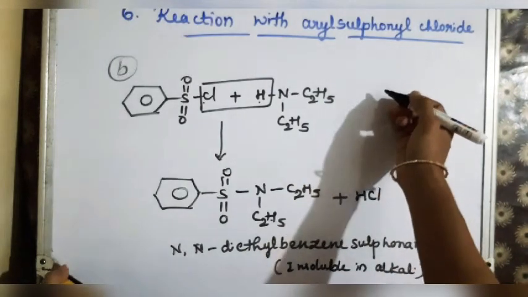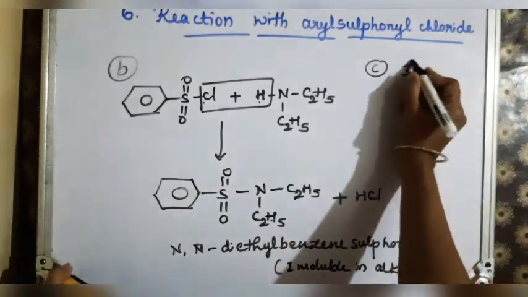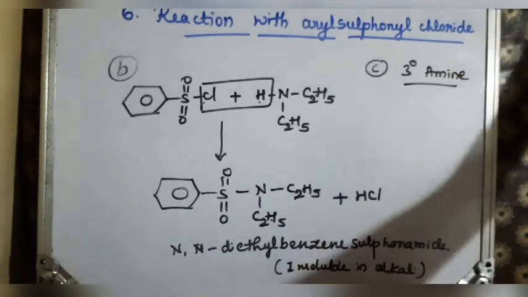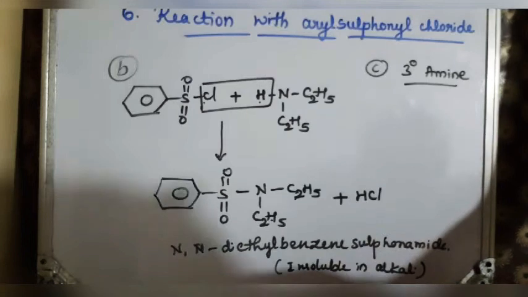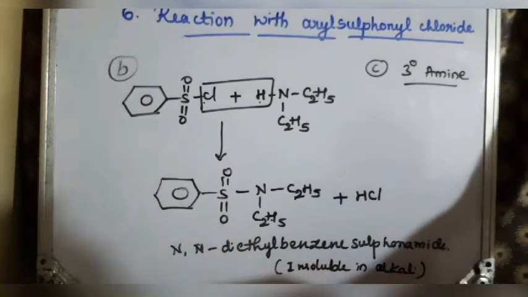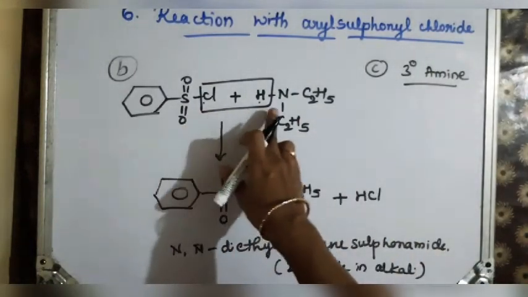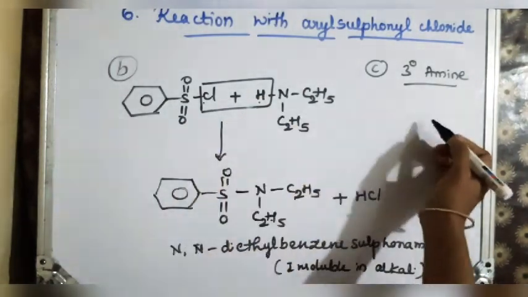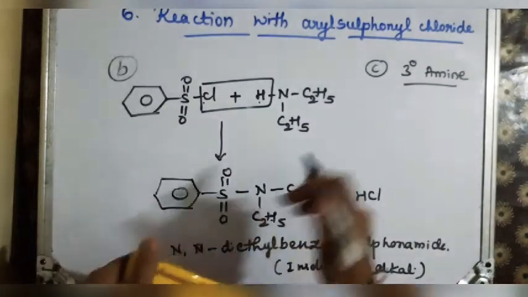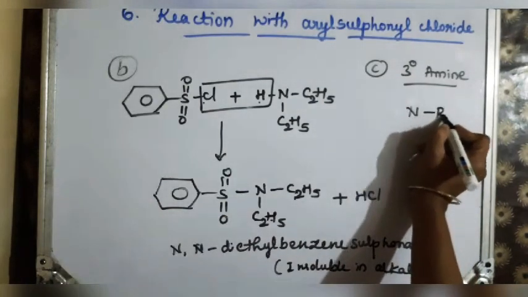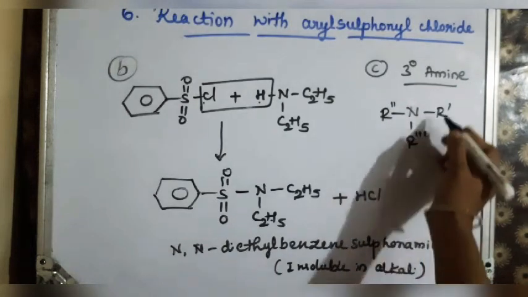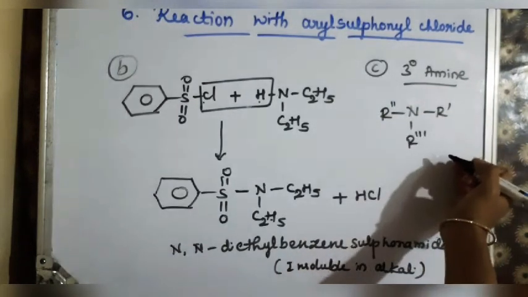Whereas in case of tertiary amine, there is no reaction with the Hinsberg reagent. And what will be the reason? Hinsberg reagent reacts only when there is a hydrogen available on the amine. In a tertiary amine, nitrogen is connected to 3 alkyl groups, so in this case, all the groups are alkyl groups.